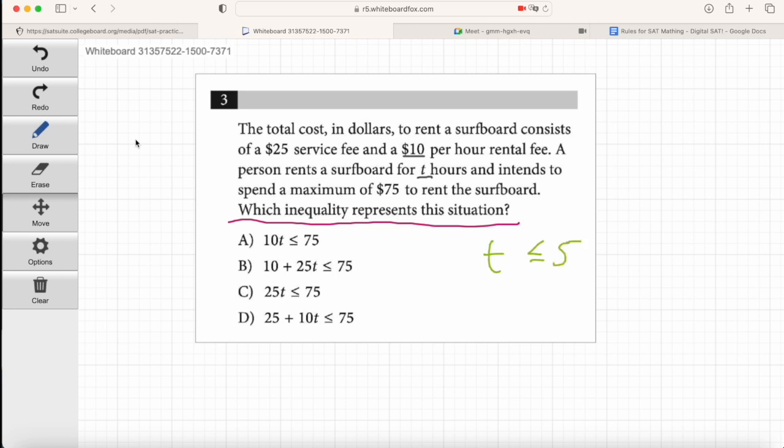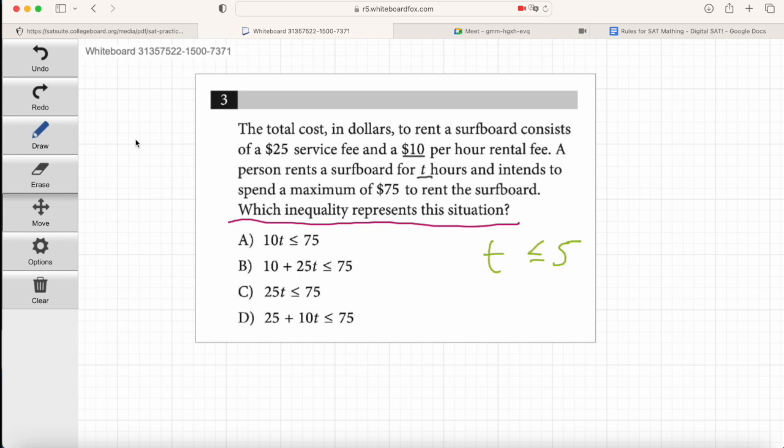Yeah. So you should be able to plug in a 5 for T into the answer choices, and the right answer choice should give you a true statement. The right answer choice should probably give you 75 on the left-hand side, because the maximum cost is 75. Does that make some sense? Why this would work as well?